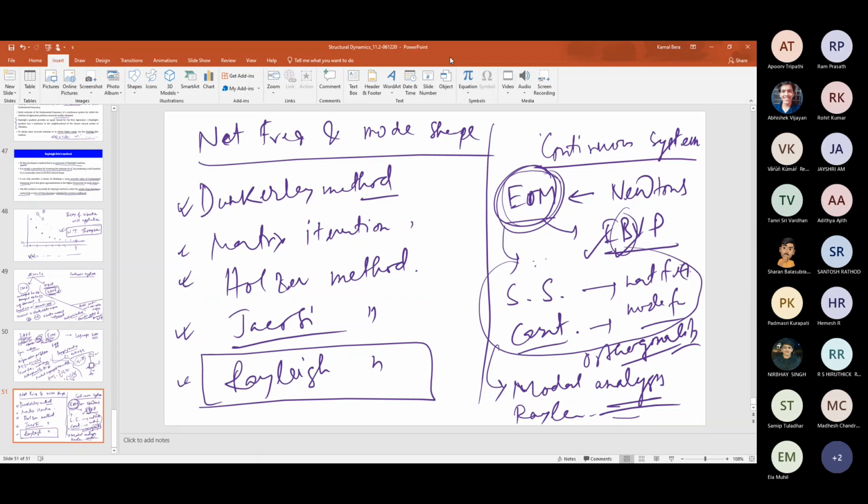Rayleigh's method is also sometimes known by a similar name. And that is actually leading us to the approximation of continuous system by the finite element method. You will learn this at a later stage in your life if you go for higher studies.